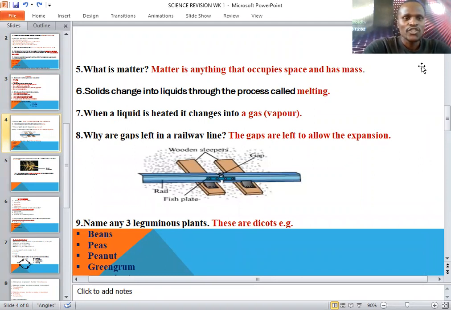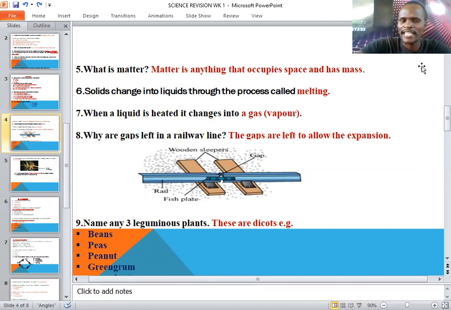Number 6, solids change into liquid through the process called, we are going to look at that. We have some diagram we are going to do. But for this number 6, the answer was melting. When you heat a solid, for example cooking fat, the cooking fat will melt and become cooking oil. So cooking fat is a solid, while cooking oil is a liquid. So that process is called melting.